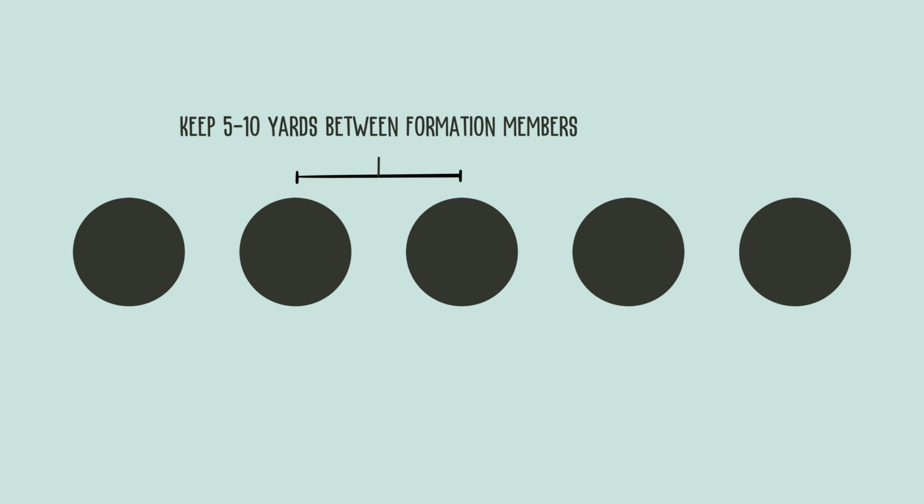As a general rule, when you're in any of these formations, you're going to want to keep 5 to 10 yards in between your formation members. They look really close in these diagrams, but generally they're spread out over large open areas or wooded areas, which is why the communication elements are so important. Now, this can change depending on if it's daytime or nighttime or if you're in a confined space, but 5 to 10 yards is the default spacing.